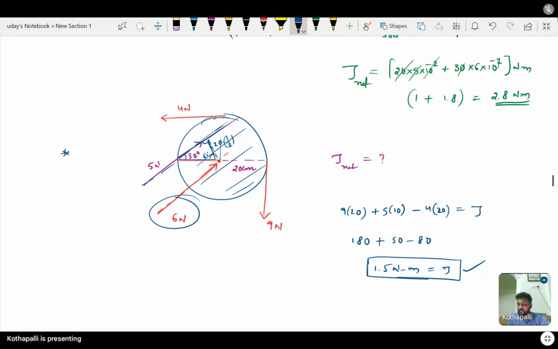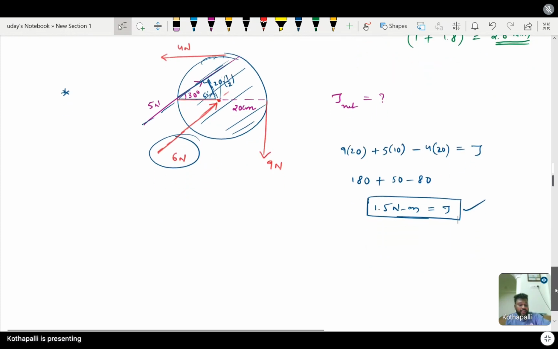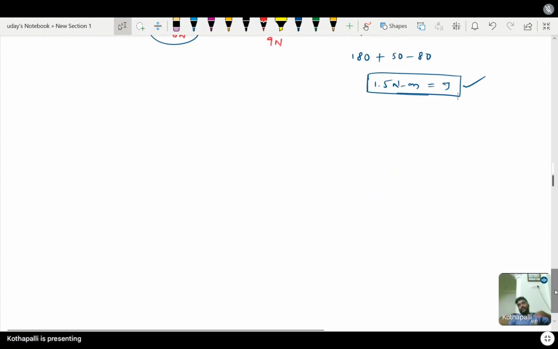Now let's get into the stuff of torque in case of rigid bodies. As we discussed, angular momentum in case of rigid bodies was how much? I omega. For a rigid body, what is the angular momentum? I omega. For point mass, m v perpendicular, m r perpendicular. Like that, what will be the torque?